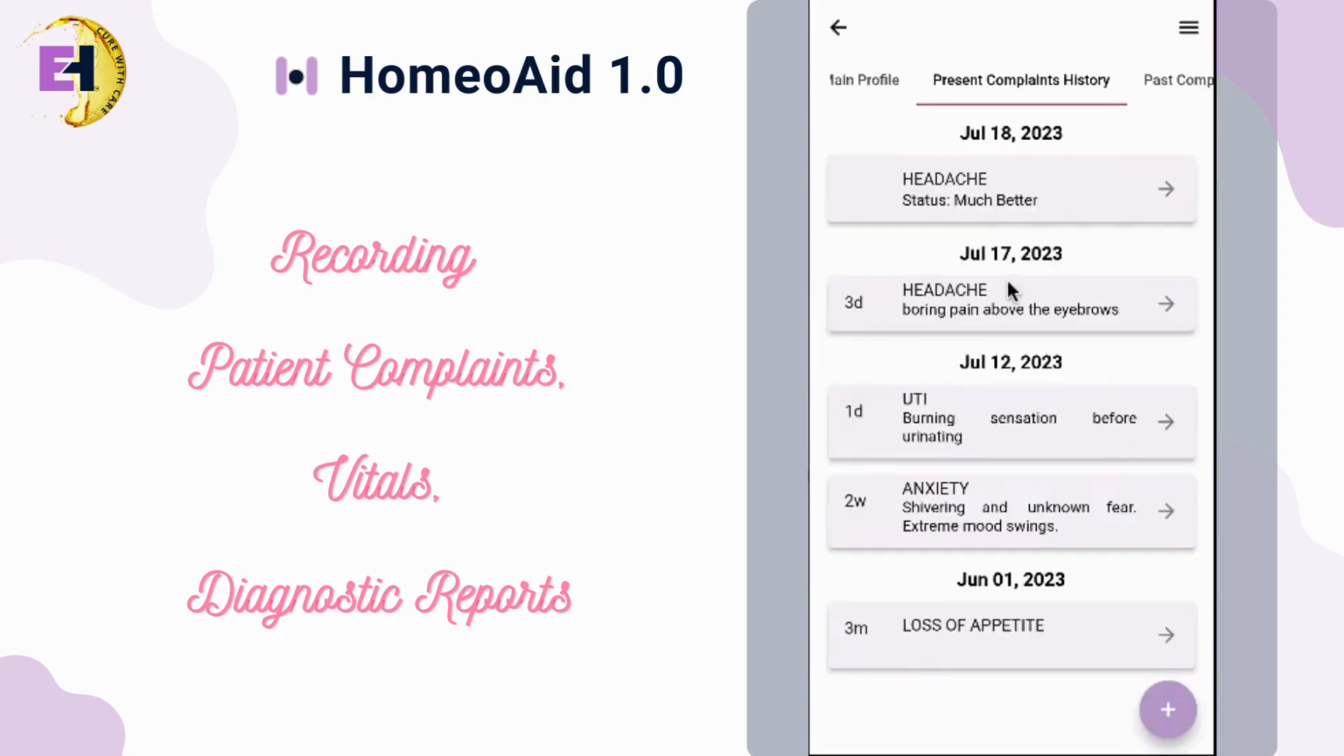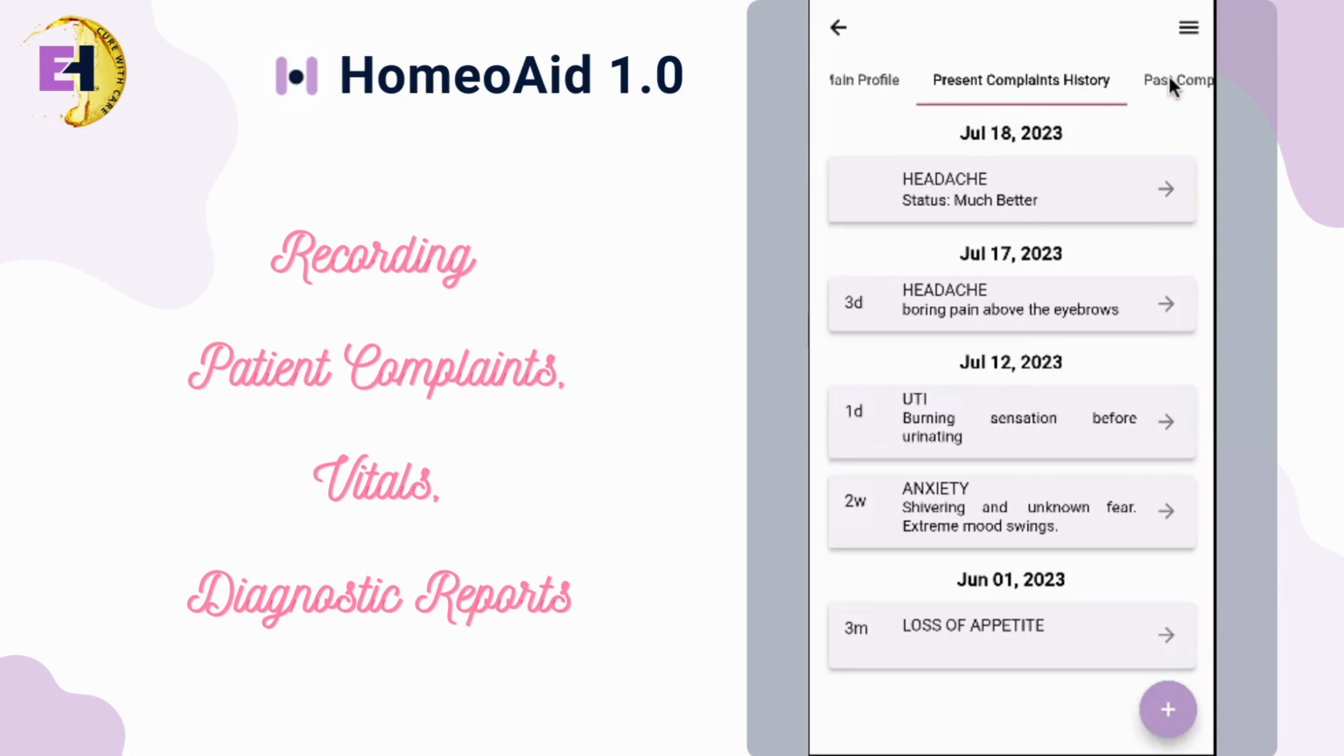And here you see, like July 17th it was a headache for 3 days and that was a boring pain, and on July 18th the headache was much better. So this is how you would want to record the complaints each time the patient visits you. That is about the present complaint history.